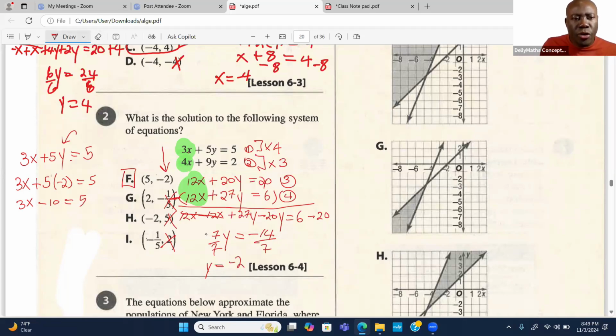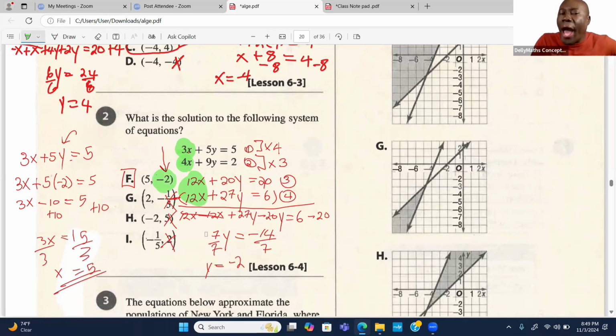All right. So we're going to add 10 to both sides. So 3x is equal to 15. And if we divide by 3, as you can see, we end up getting x is 5. But we never need to go that far, since the only -2 we have for the y value was at f. So we knew that it was f already.